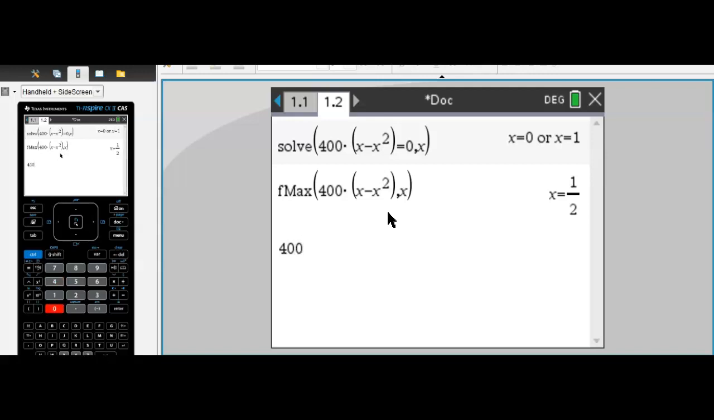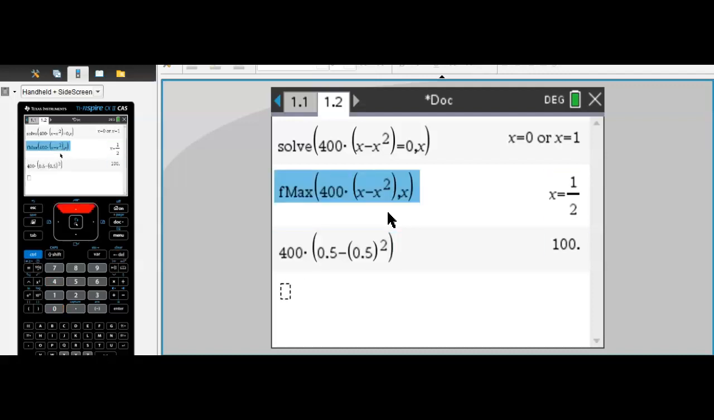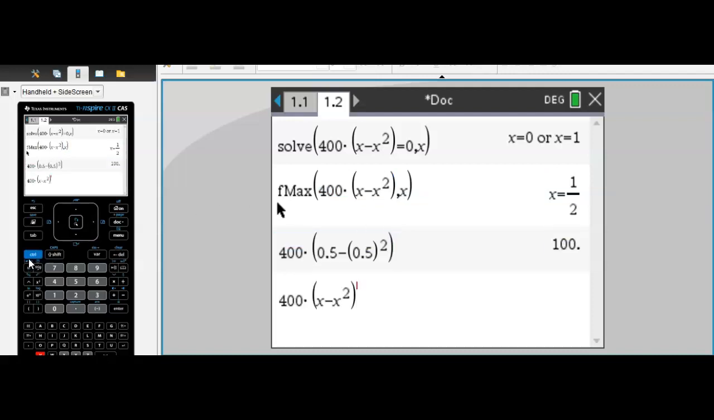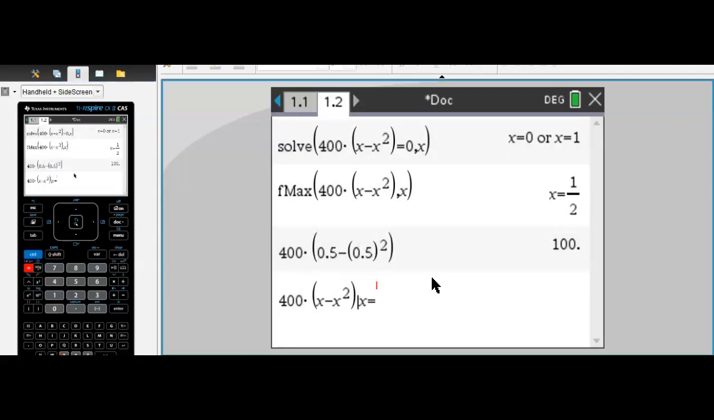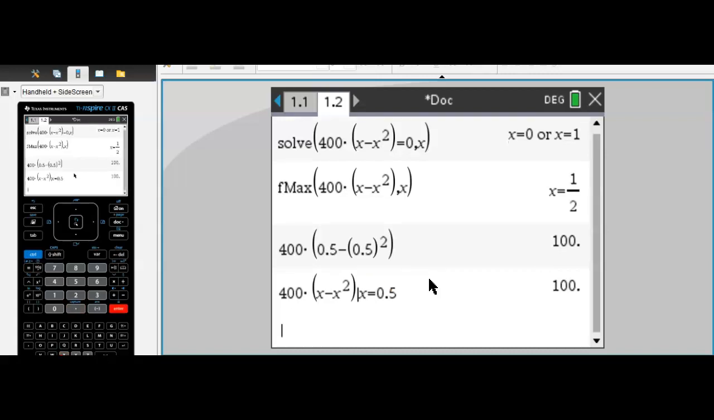So you're going to go 400, just substitute in 0.5, then 0.5 squared, and then you get 100. Or if you prefer, and I've shown you this way as well, you can always copy and paste. So I'm just going to copy the expression, paste, and then you've also got, if you go control equals sign, given that x equals 0.5, is another way of doing it.